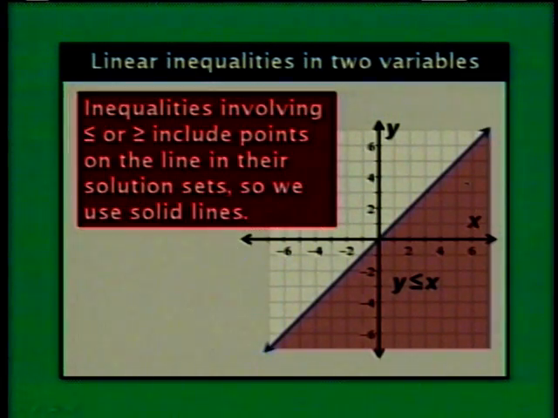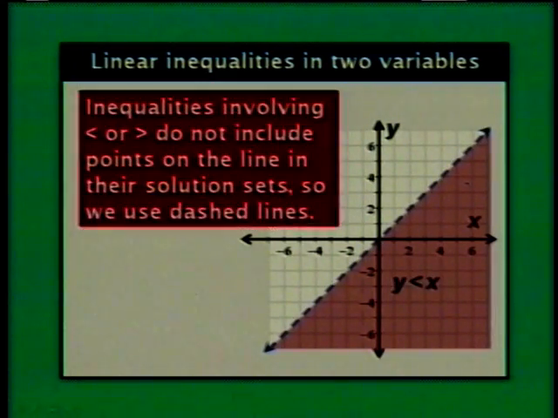Inequalities involving less than or equal to or greater than or equal to include points on the line in their solution sets, so we use solid lines, such as in y is less than or equal to x. Inequalities involving strictly less than or strictly greater than do not include points on the line in their solution sets, so we use dashed lines, as in y is less than x.